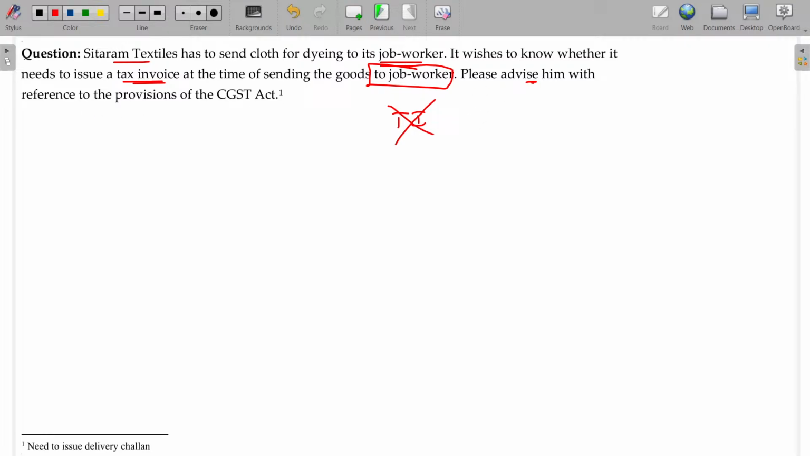Please advise him with reference to the provision. Then what do you have to do? You have to issue a delivery challan, because while moving the goods from your place, you need to have a document. As a tax invoice is missing, the equivalent document for the movement, in cases other than supply, is the delivery challan. So you have to issue the delivery challan. Clear?